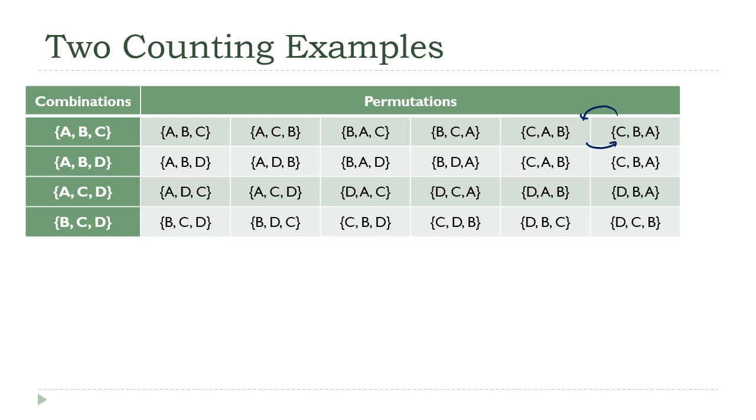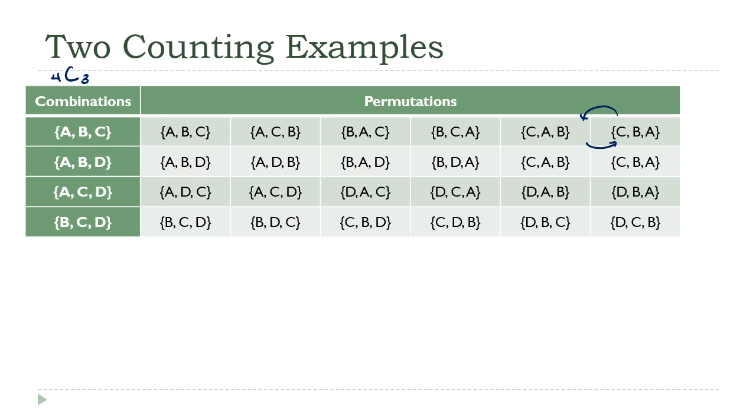Okay, so how can we figure this out? Well, first, remember what we're looking for. We're looking for a formula for calculating the number of 3 combinations from a set of 4 elements. So we're looking for a formula for calculating 4C3. And that's the number of rows we have in our table.